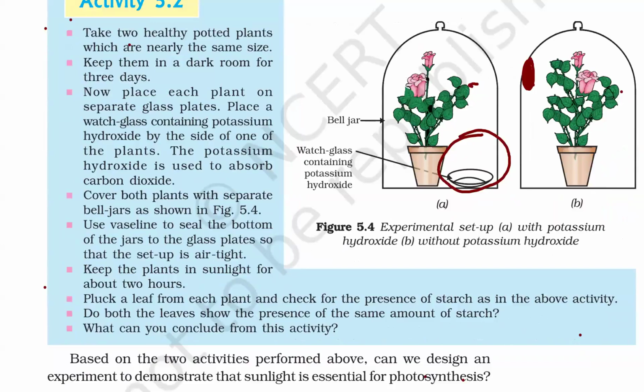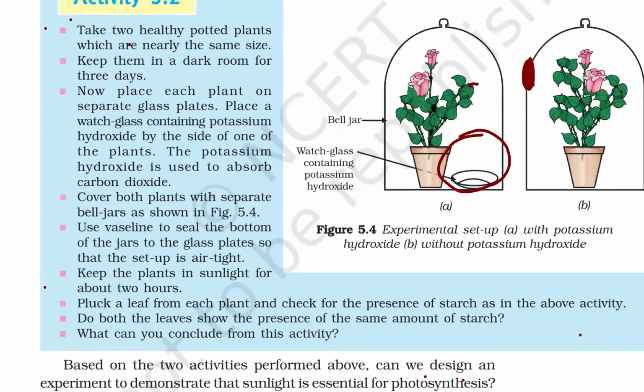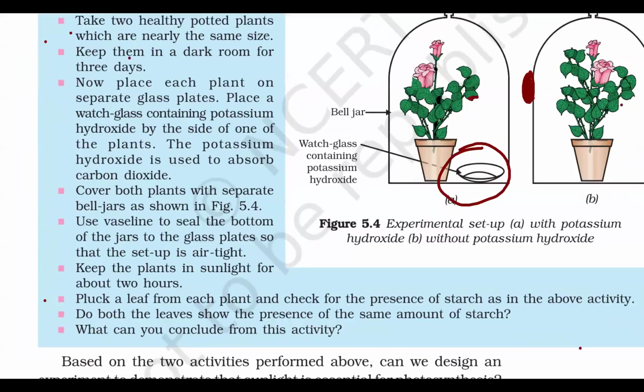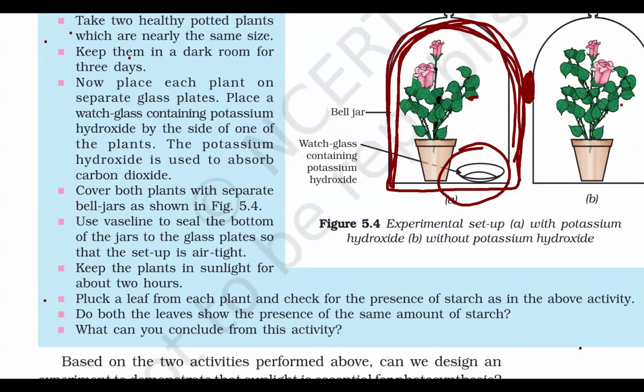Place a watch glass containing potassium hydroxide by the side of one of the plants. The potassium hydroxide is used to absorb carbon dioxide. Now cover both the plants with separate bell jars, as shown in the figure. This structure is the bell jar, obviously made up of glass. It is covering the whole plant. Now you are just covering and keeping the plant inside a closed chamber, with a glass plate that is filled with potassium hydroxide.